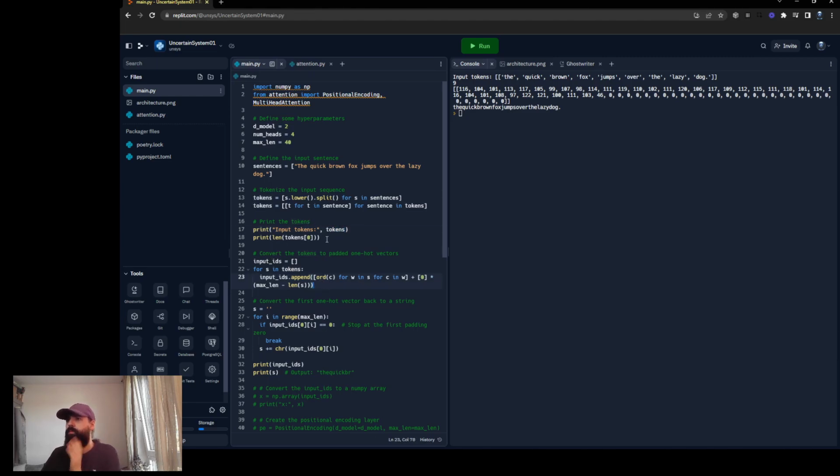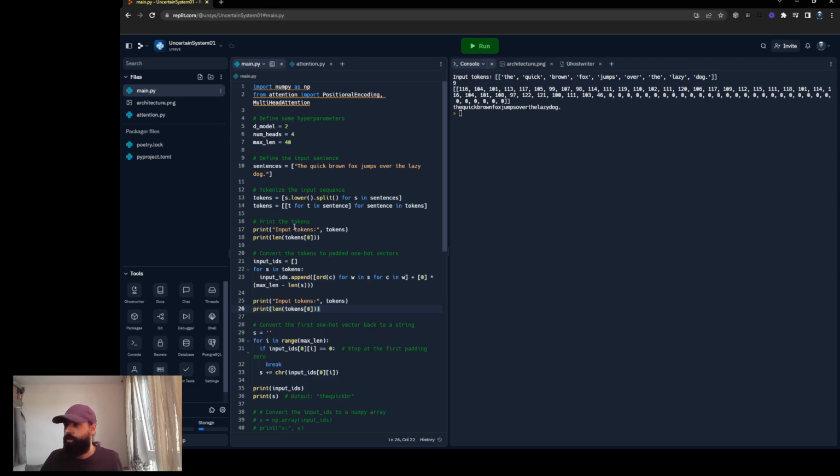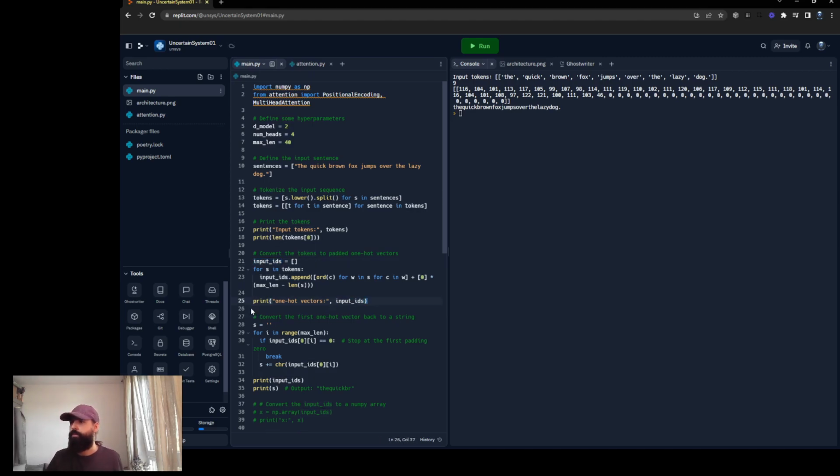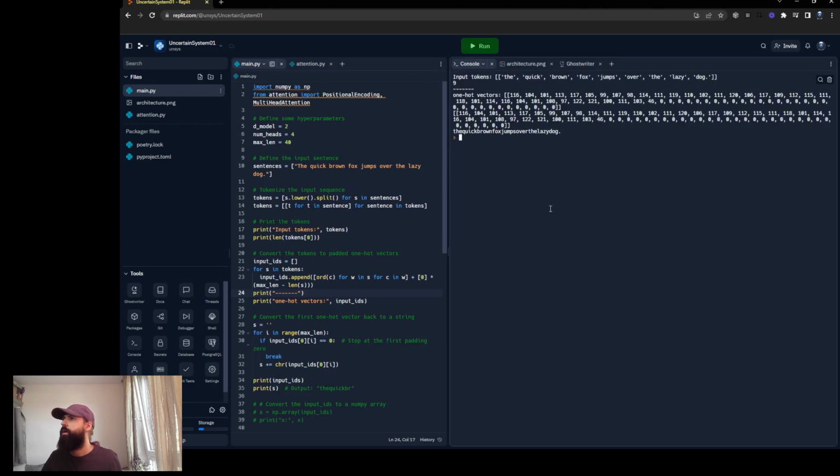So we want to print the input IDs here. That's what we want to take a look at. So here in this first step, this is basically input IDs, or this is one-hot vectors, I would say. One-hot vectors. No, one-hot vectors, and it's input IDs. Input IDs. So is there a way to just separate it a bit more? Yeah, okay, cool.